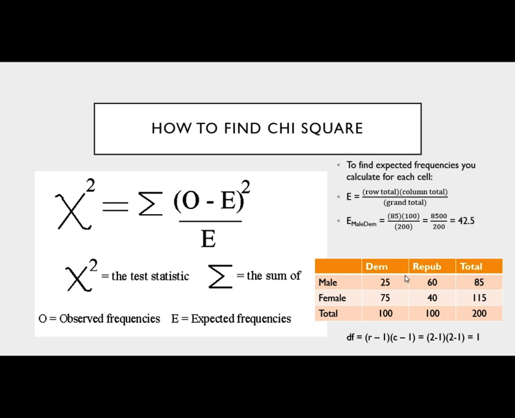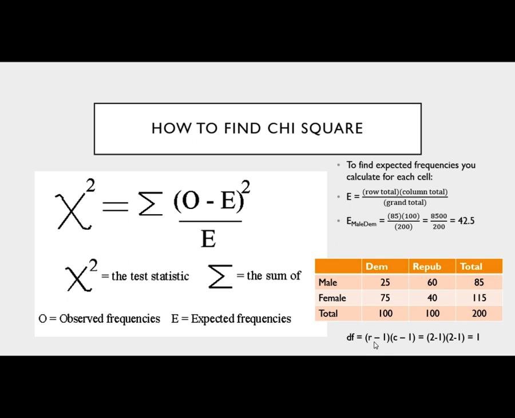What I usually do if I had to do this by hand is I would make a little slash here, and I would put the expected frequency. I'd do it for this one, and this one, and this one, and then I would say 25 minus 42.5 squared divided by 42.5, write that value down. Then 60 minus the expected frequency, squared, divided by the expected frequency, and write that down. And then you sum them, and that's your chi-square value.